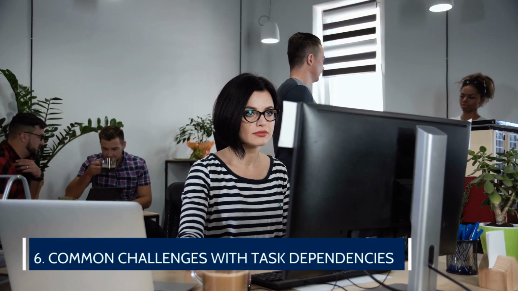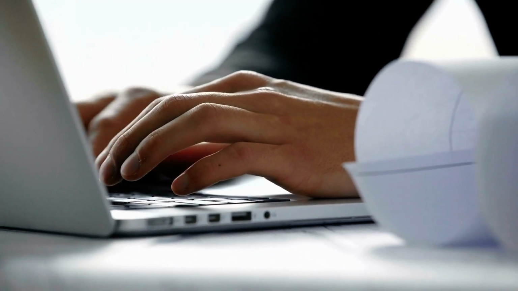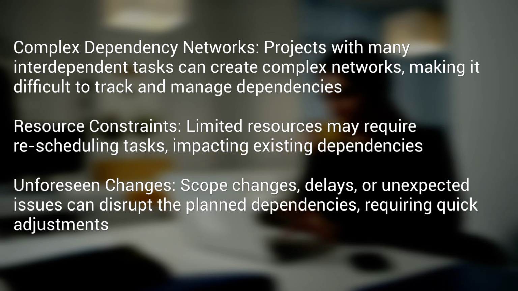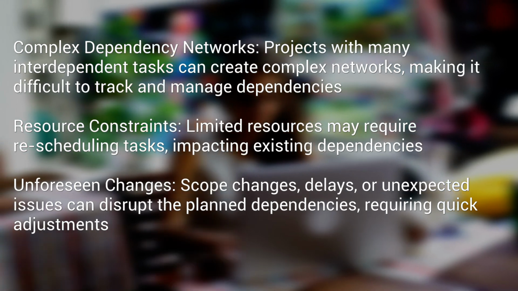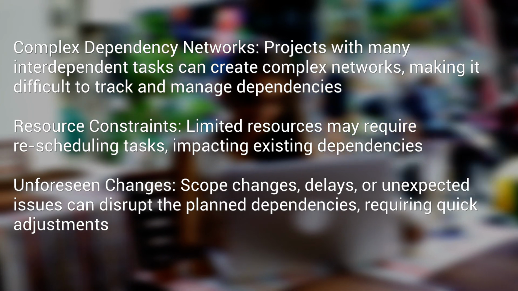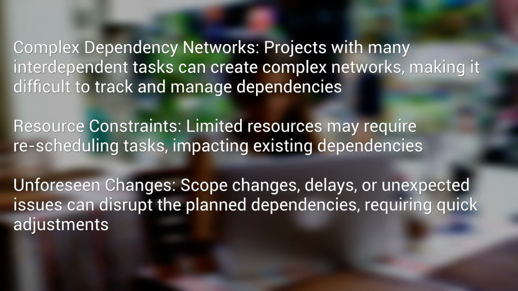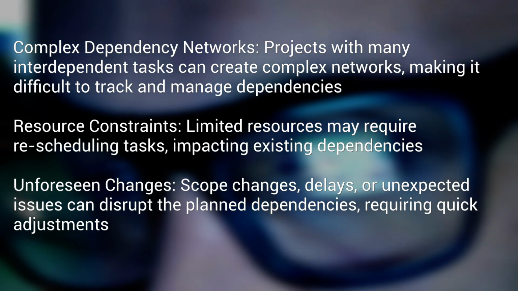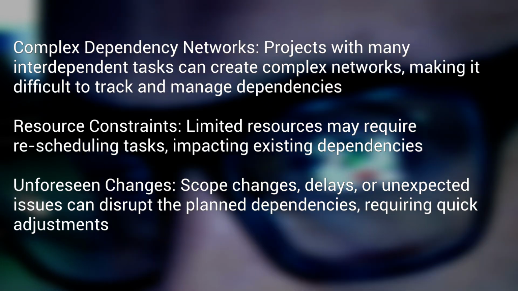6. Common challenges with task dependencies. While managing task dependencies, you might encounter some challenges. Complex dependency networks. Projects with many interdependent tasks can create complex networks, making it difficult to track and manage dependencies. Resource constraints. Limited resources may require rescheduling tasks, impacting existing dependencies. Unforeseen changes. Scope changes, delays, or unexpected issues can disrupt the planned dependencies, requiring quick adjustments.